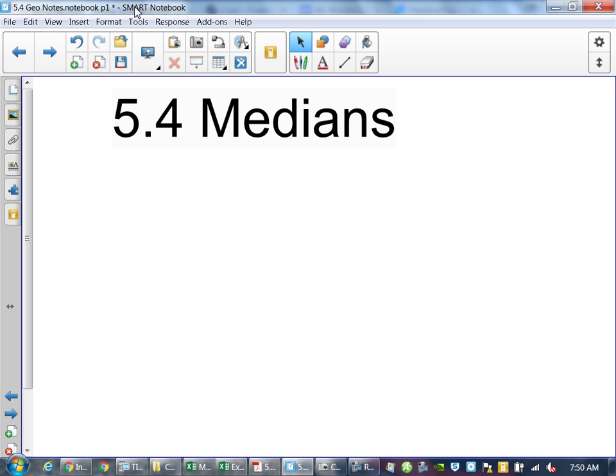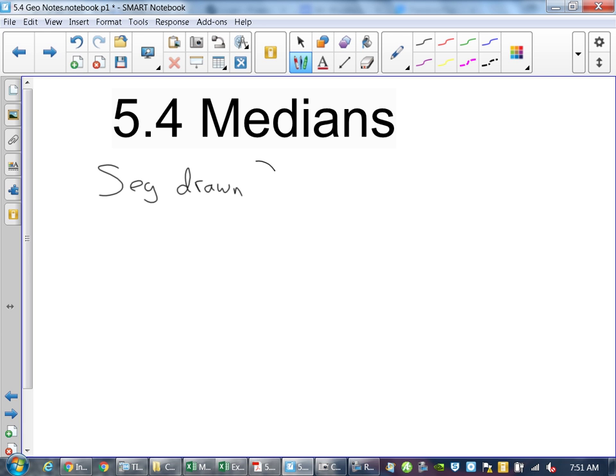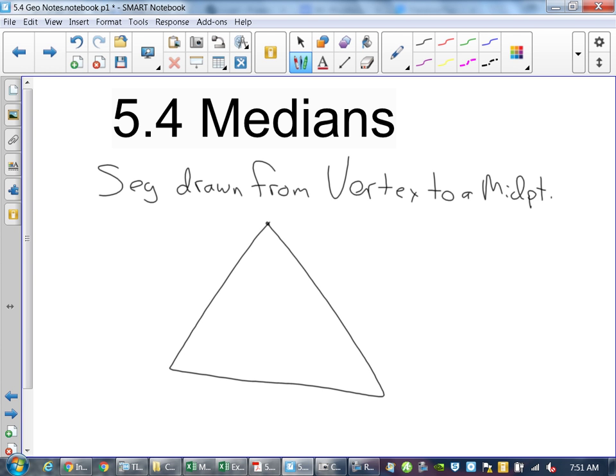Enough. Okay? Medians. Medians of the triangle go from the vertex to a midpoint. So, going right into it, the medians of a triangle are the segment drawn from a vertex to a midpoint. Okay? The medians of a triangle go vertex to midpoint.